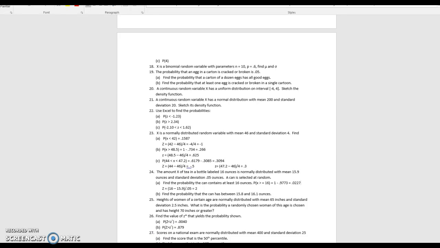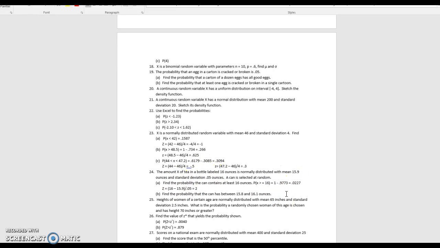0.0227. Alright, now let's look at part B. Part B is similar to what we did in part C in number 23. We want to find the probability that the can has between 15.8 and 16.1 ounces. Anytime we're looking for probability in between, we're going to have to find those probabilities and subtract them from one another. But this is not standardized yet, since our mean is not 0 and our standard deviation is not 1.